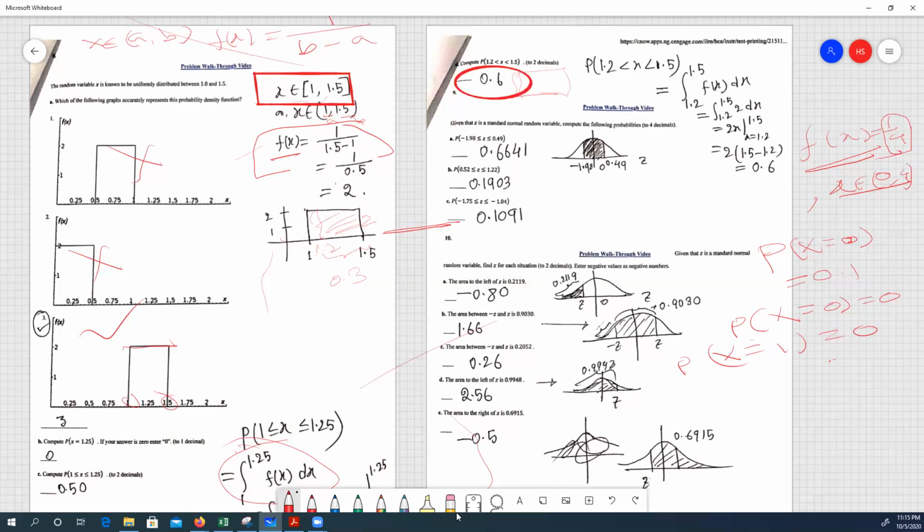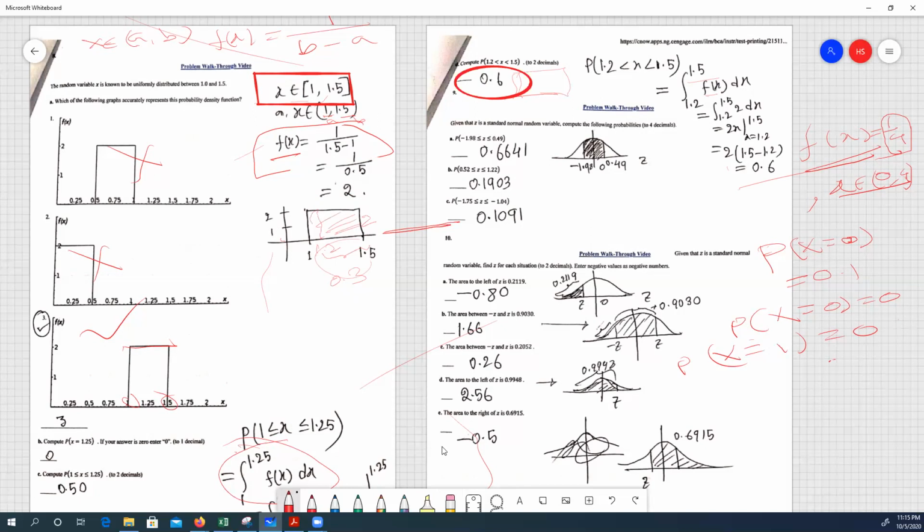Or if you do not want to use this idea, then you can just simply take the integration of f of x from 1.2 to 1.5, which will be 0.6. Okay, next one is, given that Z is a standard normal distribution random variable, compare the following distribution.